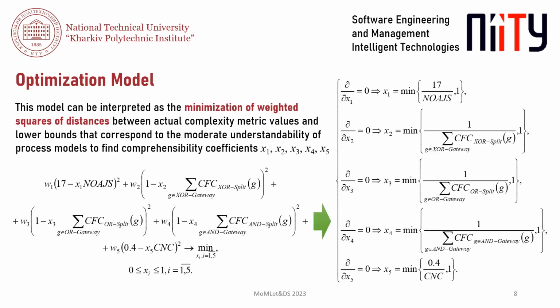So the optimization model we propose can be interpreted as the minimization of weighted squares of distances between actual complexity metric values and lower bounds of these metric values that correspond to the moderate understandability of process models to find comprehensibility coefficients x1, x2, x3, x4, and x5.